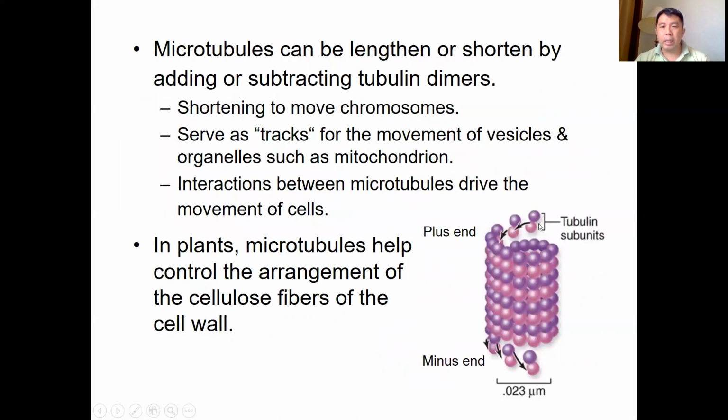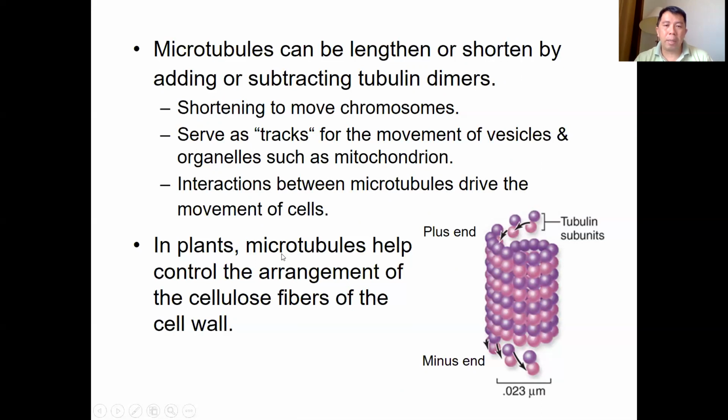Then these dimers can add in at the plus end, and the minus end is where they are disassembled. So a microtubule can be lengthened or shortened by adding or subtracting tubulin dimers. Shortening is used to move chromosomes. They serve as tracks for the movement of vesicles and organelles, such as mitochondria, and interactions between microtubules drive the movement of the cell. So you are quite familiar with this shortening to move the chromosomes by the spindle fiber. That means the spindle fiber is formed by these microtubules.